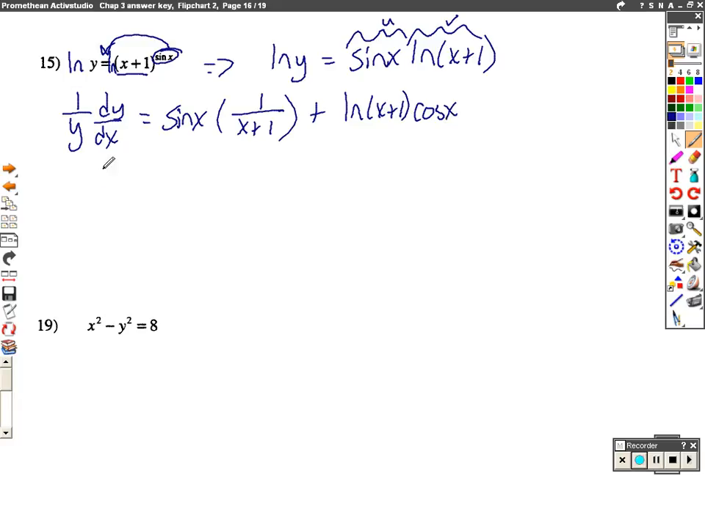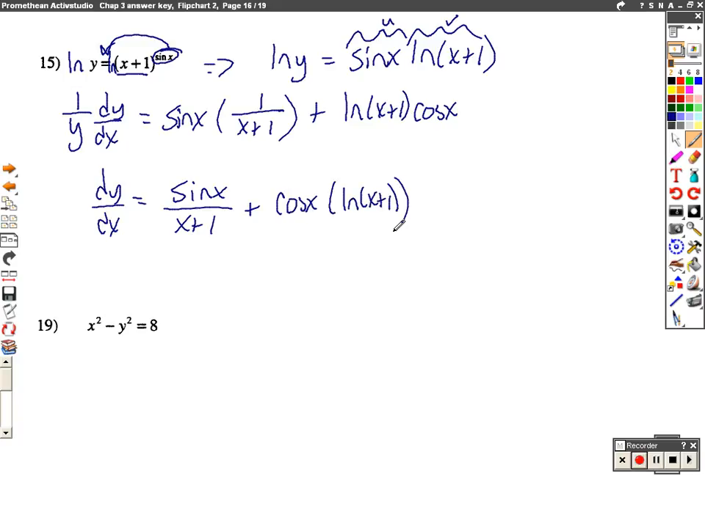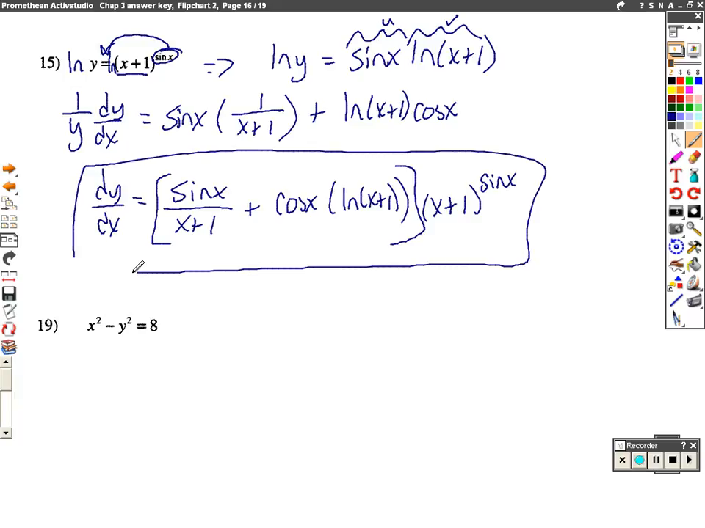To clean up our answer, we're going to want to multiply both sides through by y. And I'm going to write this as sine of x over x plus 1 plus cosine of x ln of x plus 1. The order there doesn't really matter. And the whole thing we're going to multiply by that original statement, which was x plus 1 to the sine of x power. Alright. I'm going to leave this thing as my answer.